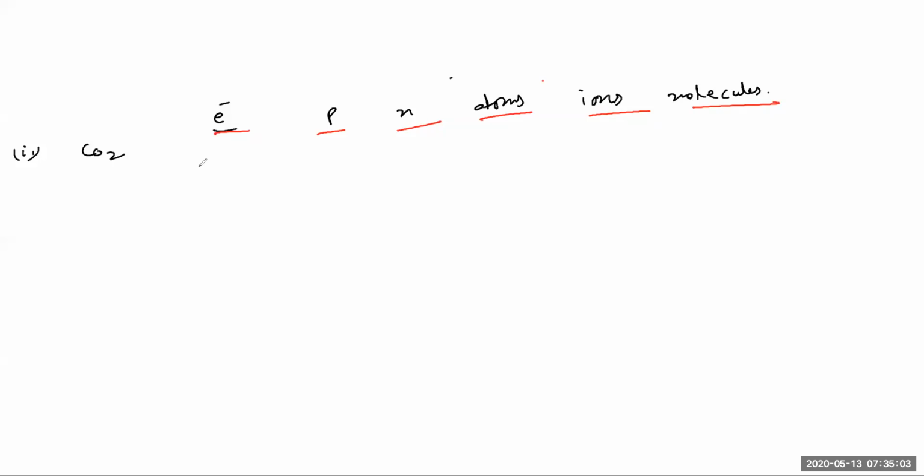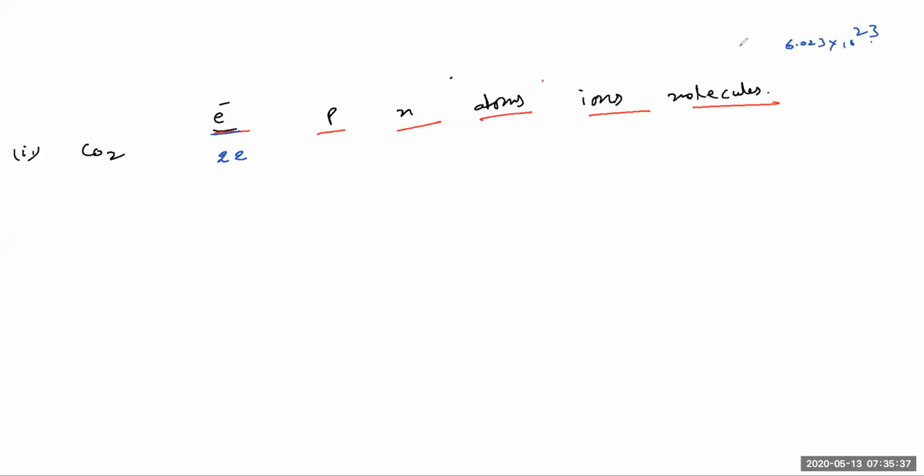Yeah, see this. Electron. Number of electrons equal to atomic number, right? Carbon atomic number 6. Oxygen atomic number 8. But 2 oxygen atoms are there. So 16. 16 plus 6, how many? 22 electrons. Instead of Avogadro number, now that is 6.023 into 10 power 23.